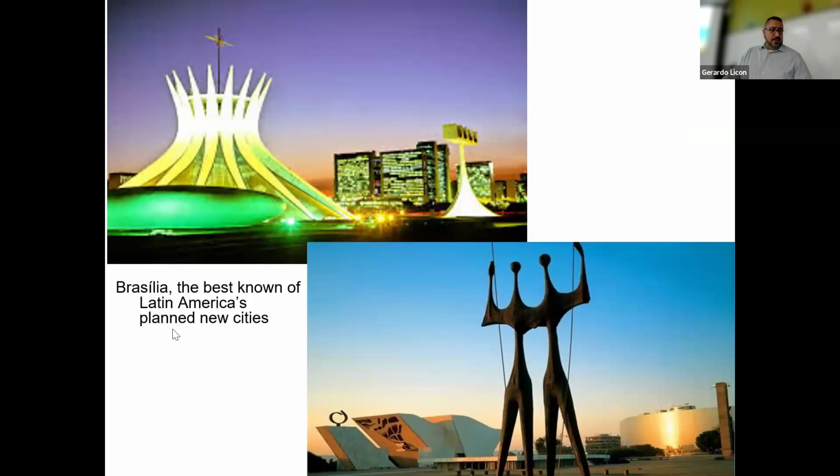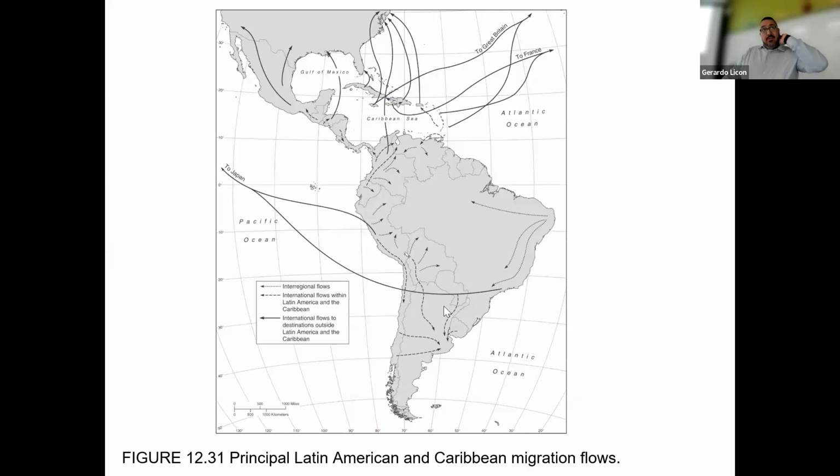This was not an issue. You talked about Brasilia, the new capital of Brazil. And then we get to the immigration, where we learned that interregional flows are the most common throughout the 20th century, sort of moving from rural areas to urban areas. With that said, the United States is the one country that receives the largest number of Latin American immigrants of any other country.